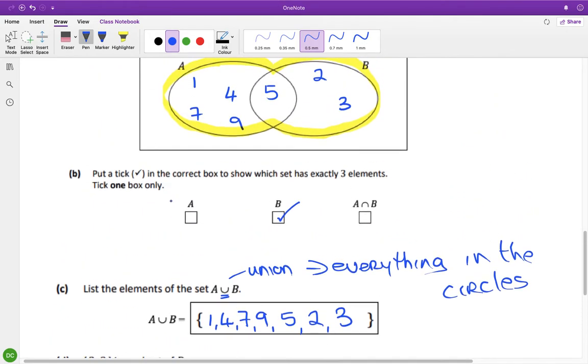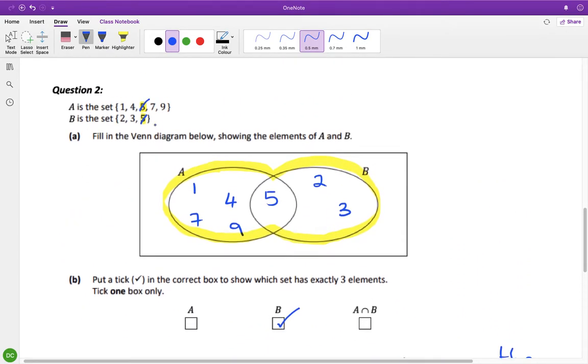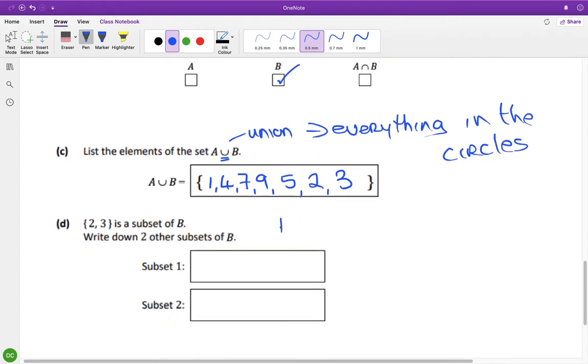Okay, so let's have a look at B. So B is 2, 3, 5. So we were told at the start that B was 2, 3, 5. So 2 and 3 is a subset. Yes, it is. There's 2 and there's 3. So a subset means you can pick it out.